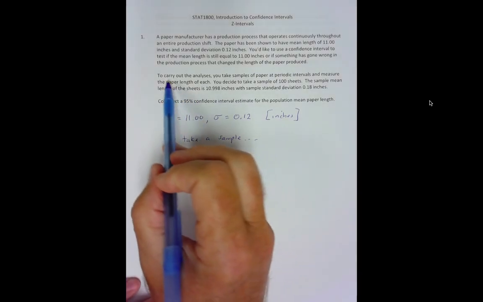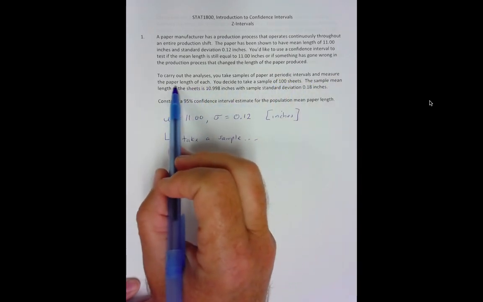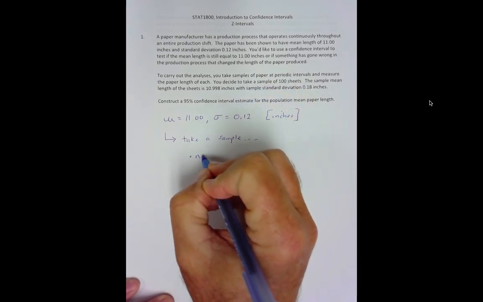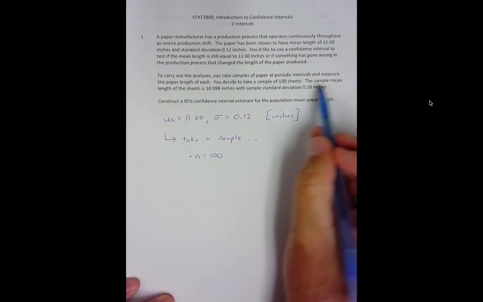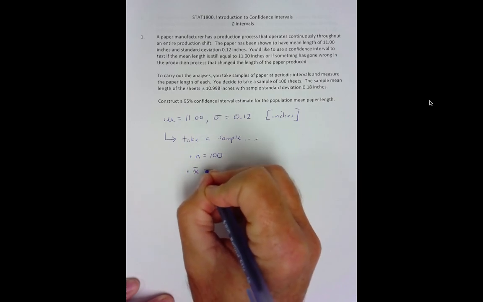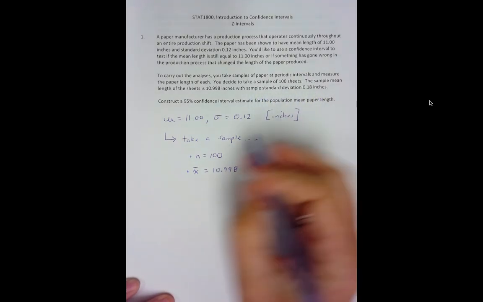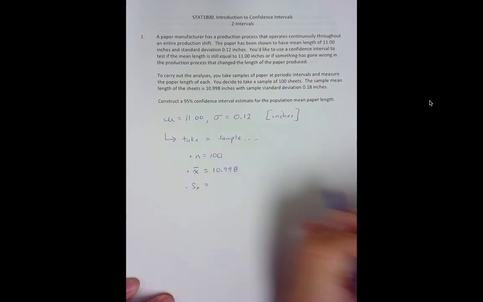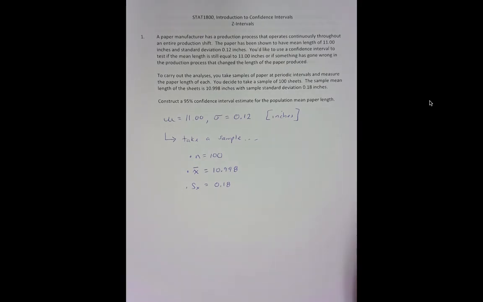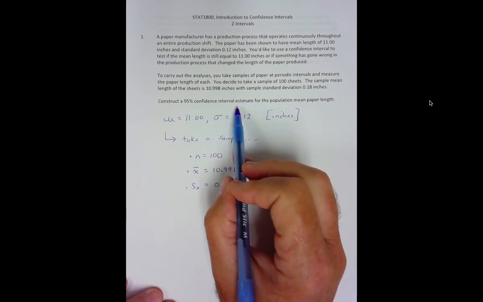All right, so the next paragraph says to carry out the analysis, you take samples of paper at periodic intervals and measure the paper length of each. You decide to take a sample of 100 sheets. So, guys, I know my sample size is 100. The sample mean for these 100 sheets is 10.998. So since that's a sample mean, it uses notation X bar. And a sample standard deviation, so that's going to be Sx, is 0.18 inches.